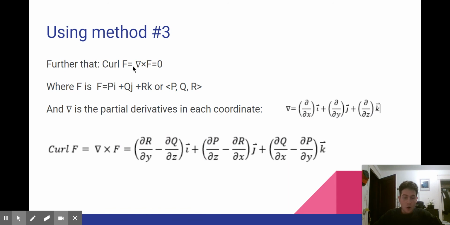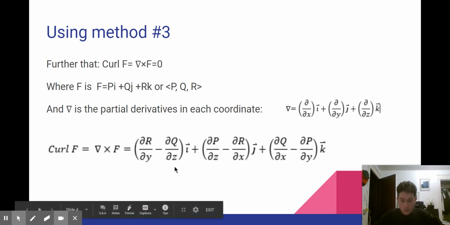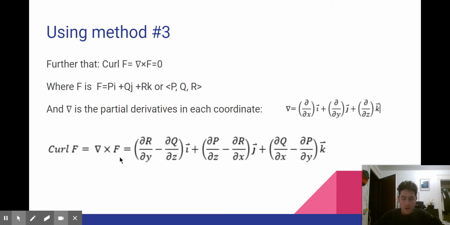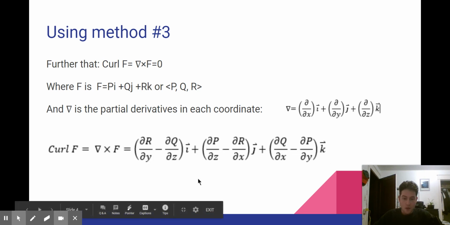So the curl of F is equal to the gradient crossed with the vector field F, and if that's 0, we have a conservative vector field. Here F is given by P i plus Q j plus R k, or in coordinate notation, P, Q, and R. And the gradient is the partial derivatives of each coordinate. You can see that here with the partial derivative with respect to x in i, with respect to y in j, and with respect to z in k. Then the curl of F will be the cross product of the gradient and F, given by this equation here.